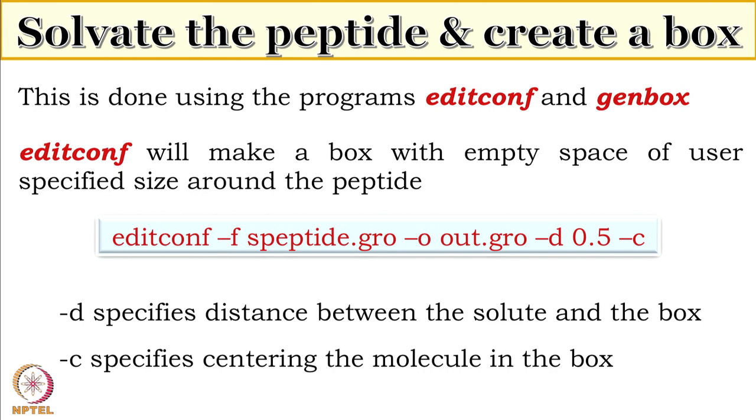So instead of -c, what are my options? Can I give something else? Then you have to specify the coordinates: x, y, z. Then you have to specify where exactly you want your peptide to be.